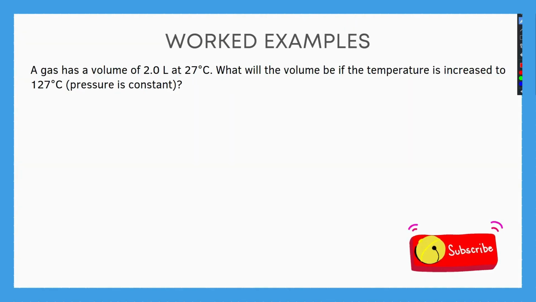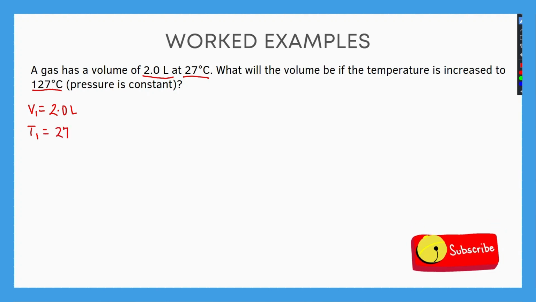Question number 1. A gas has a volume of 2.0 liters at a temperature of 27 degrees Celsius. What will be the volume if the temperature is increased to 127 degrees Celsius? Assume that the pressure is kept constant. So let's go ahead and list out our variables. First, they said a gas has a volume of 2.0 liters, so V1 is equal to 2.0 liters. At 27 degrees Celsius, T1 is equal to 27 degrees Celsius.